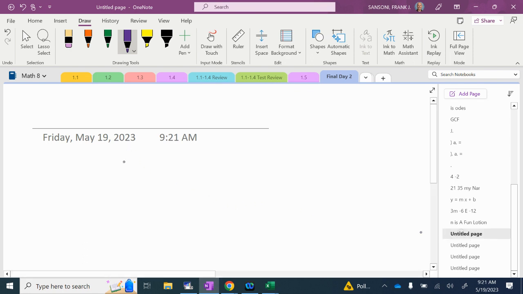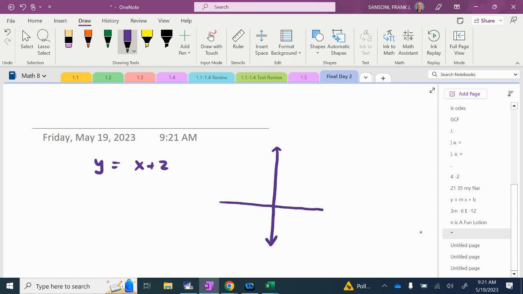So here we go. I've got y equals x plus 2. You're going to just do a quick sketch of the graph. What's the y-intercept? So what do I do? You put a dot at 2. Dot at 2 on the y-axis, right? So find 2 on the y-axis, put a dot.